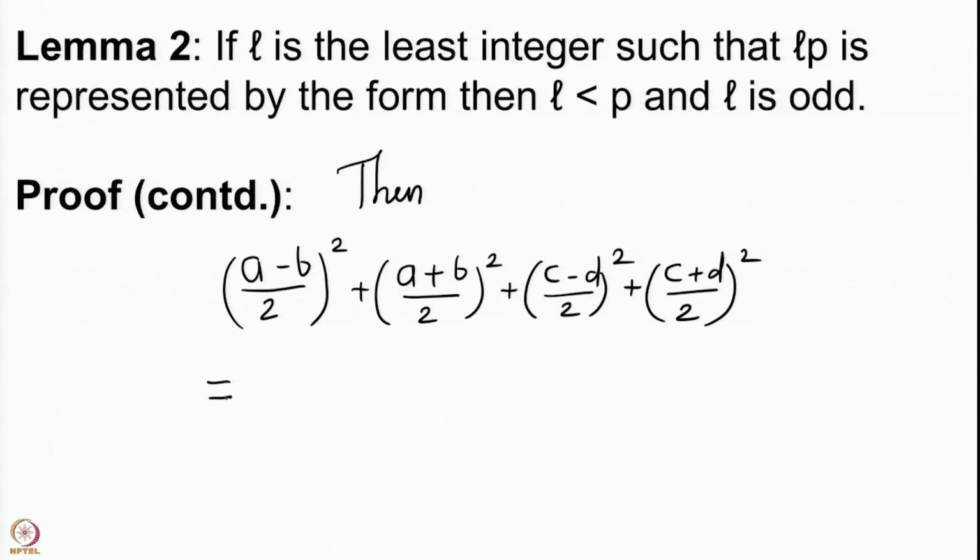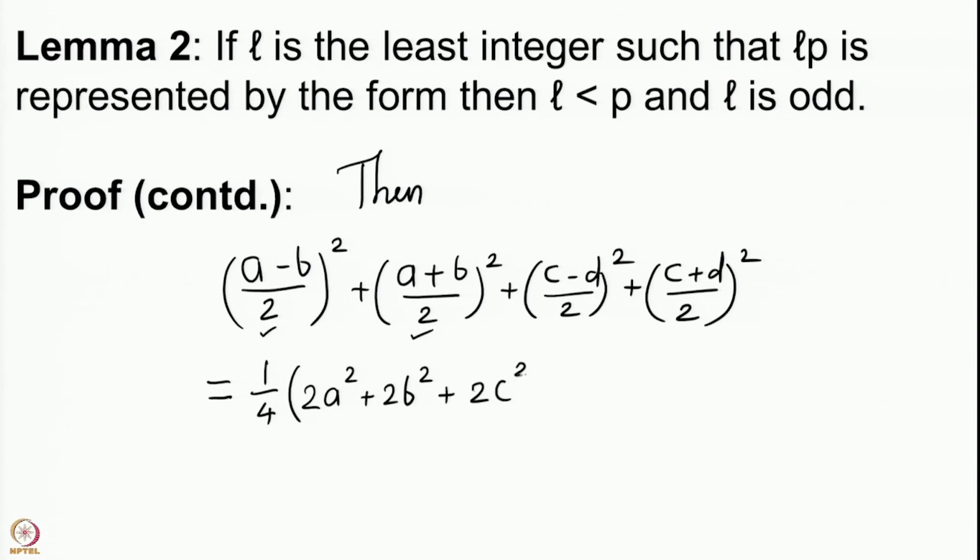So, we sum these up. Here we get, let us take the 1 by 2 square common, that will come on the outside, and we have (a minus b) whole square plus (a plus b) whole square. This will give us a square, this gives us a square. So, you have 2a square plus 2b square, and the minus 2ab that you get here will get cancelled with the plus 2ab that you get here.